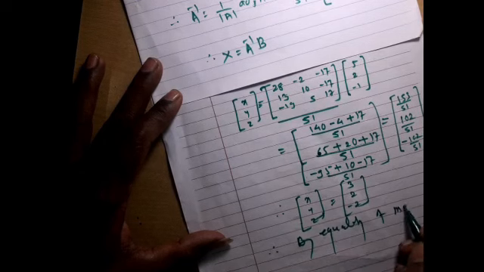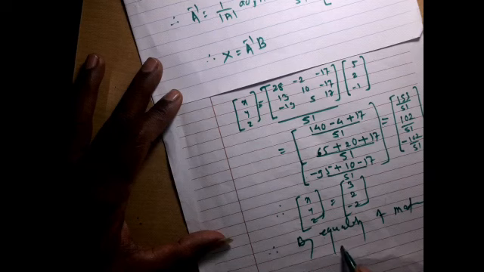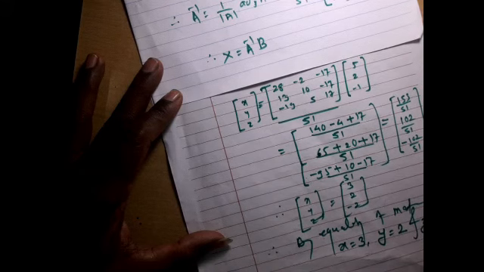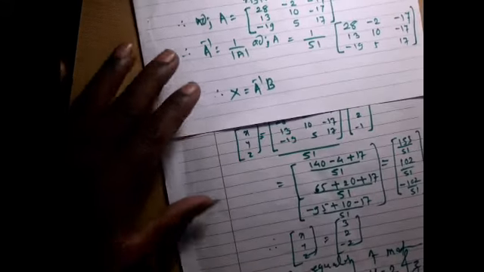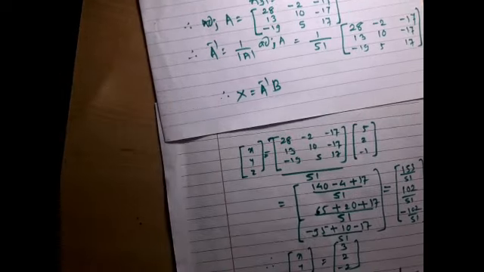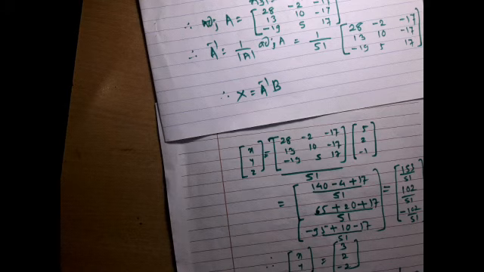and therefore by equality of matrices x is equal to 3, y is equal to 2, and z is equal to minus 2. So the inversion method is simple when you have more practice to find the inverse of the matrix.